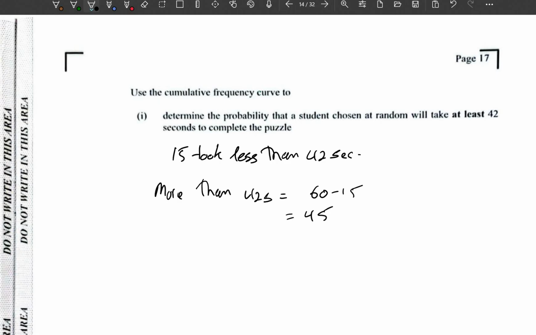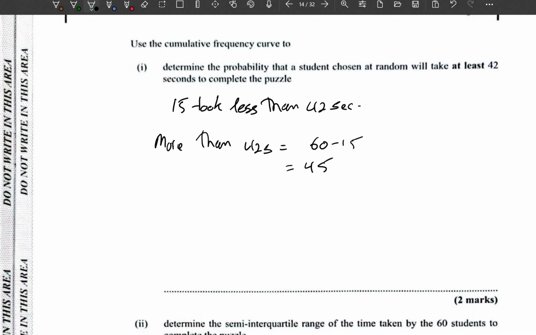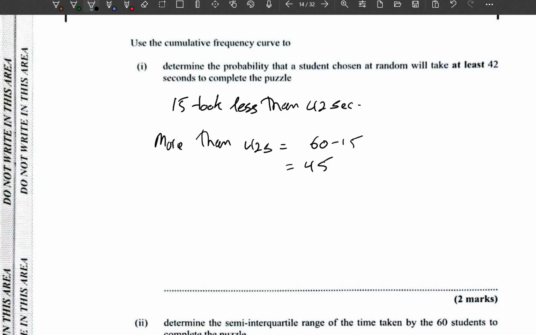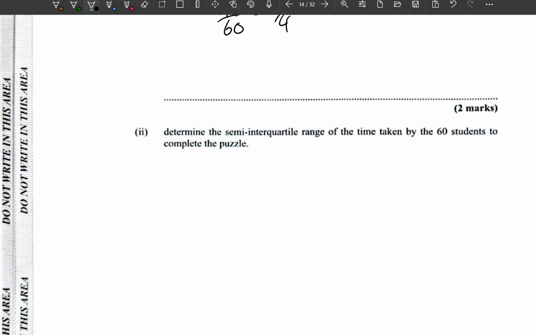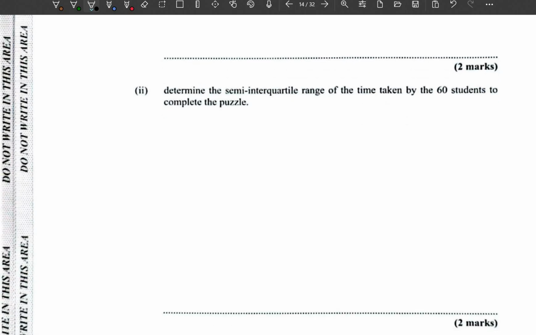Let's now get that as a probability. So the probability of a student taking more than 42 seconds would be 45 over 60, and that's going to be 3 over 4. Part 2 wants us to determine the semi-interquartile range of the time taken by the 60 students to complete the puzzle.